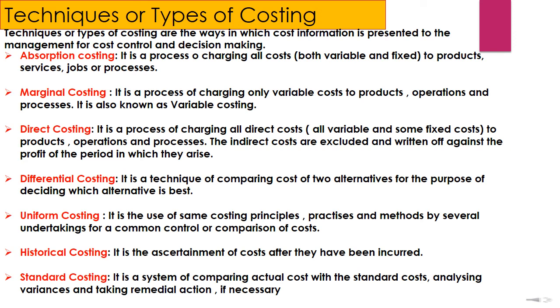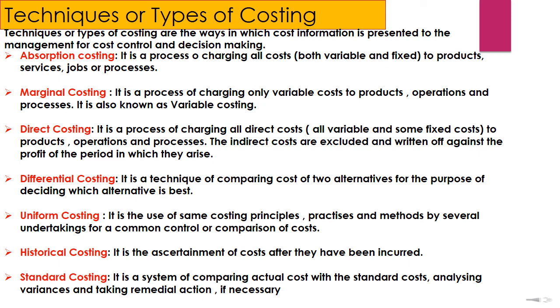Now let us see what are the techniques or the types of costing. This is dependent upon the cost information presented to the management for cost control and decision making. The first technique is the absorption costing. In this, all the costs will be charged to the products, irrespective whether they are variable or fixed. Marginal costing. In marginal costing, they will charge only the variable cost to the products.